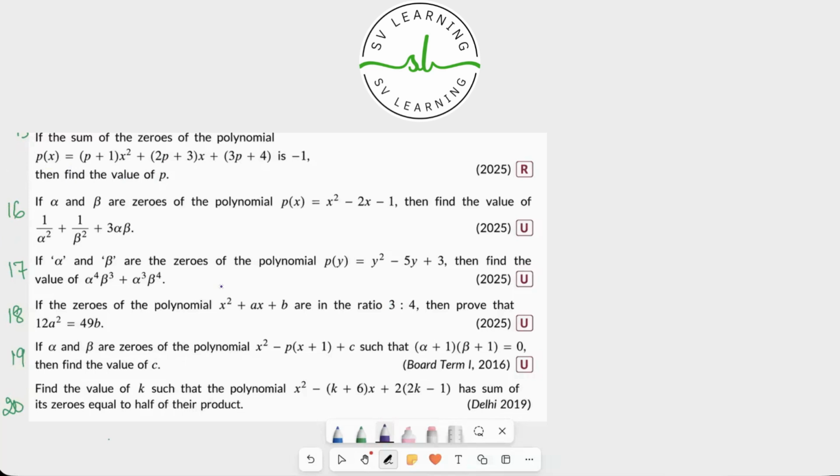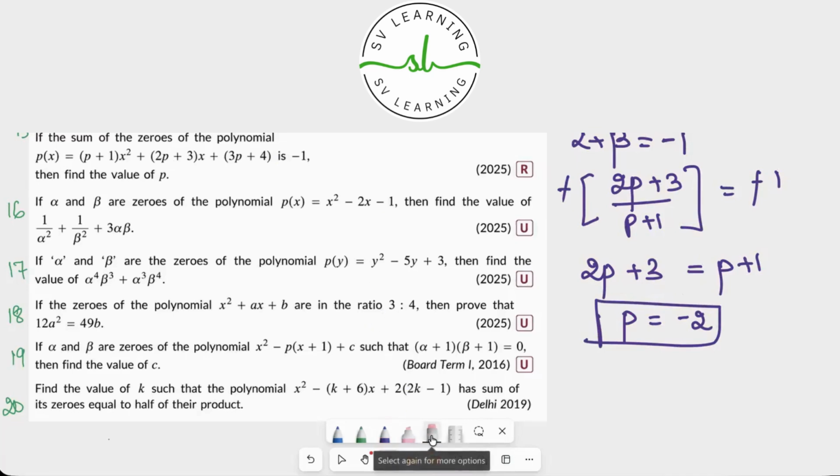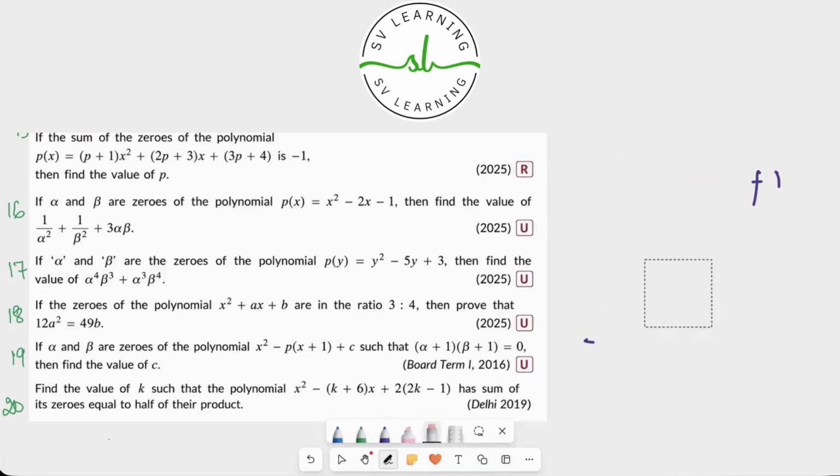So now these are the kind of questions which you may get mostly from polynomials. Now sum of the zeros is -1. You know that alpha plus beta is -1 and alpha plus beta is minus b by a. So that means minus of (2p plus 3) by (p plus 1) is equal to -1. Cancel minus and minus out. 2p plus 3 is equal to p plus 1. Then 2p minus p, p is equal to -2. All right. Then quickly moving on to the next one.